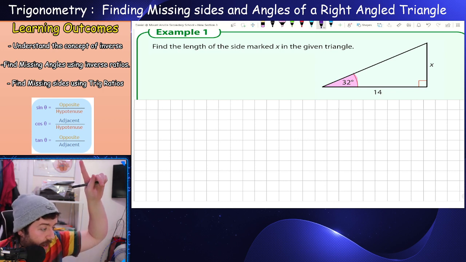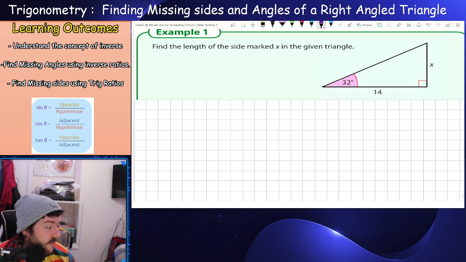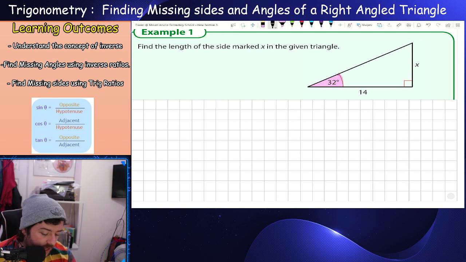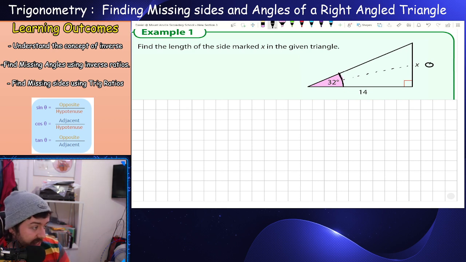So if you're looking up here, my trig ratios: sine of an angle is equal to the opposite over the hypotenuse, the cos of an angle is equal to the adjacent over the hypotenuse, and the tan of an angle is equal to the opposite side over the adjacent side. So I have my angle here. Let's find my opposite. Well, this x is going to be my opposite side because it's opposite my reference angle. Therefore, this side is going to be my adjacent, and this is the hypotenuse because it's opposite my right angle.